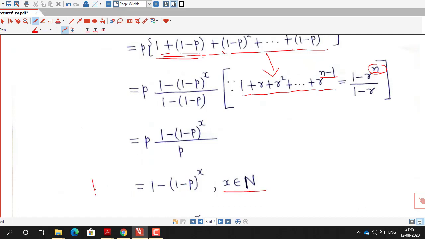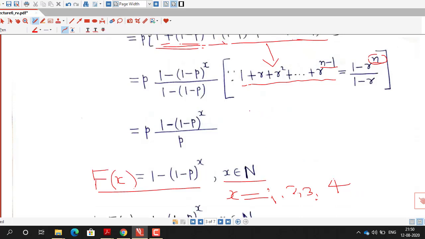So for values of capital X which are natural numbers, f of x is given by this. Here x can take the values positive integers 1, 2, 3, 4 and so on.